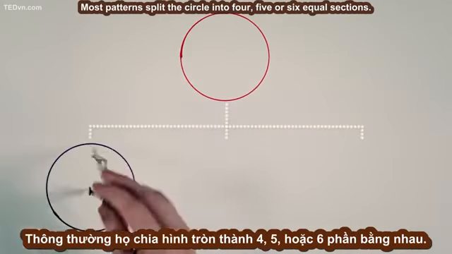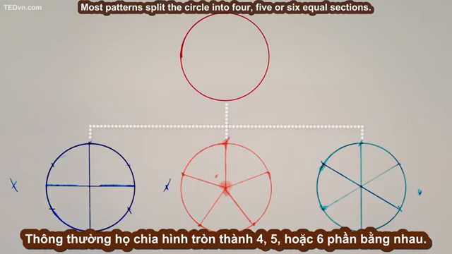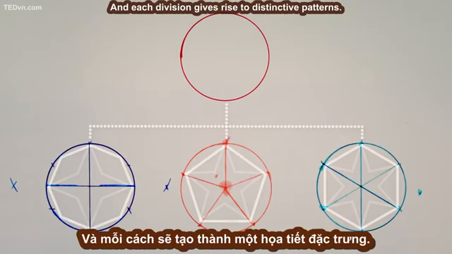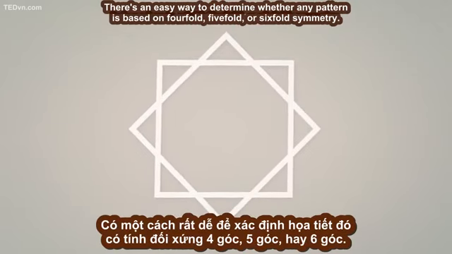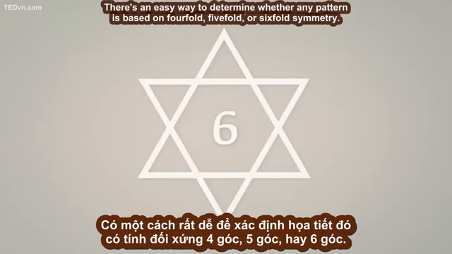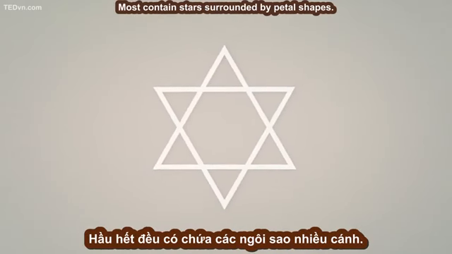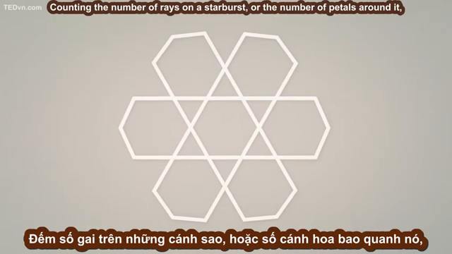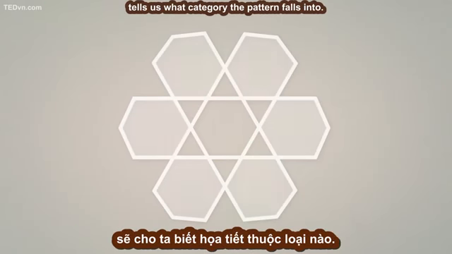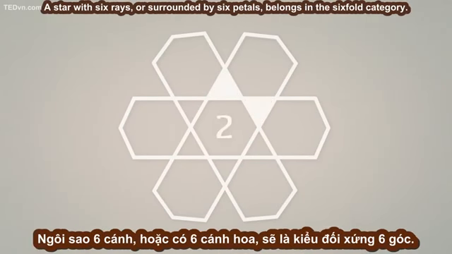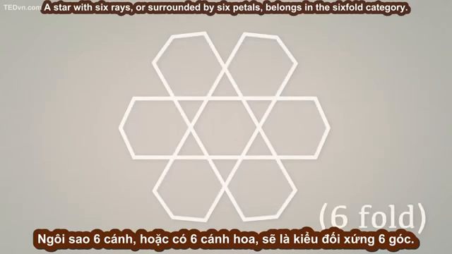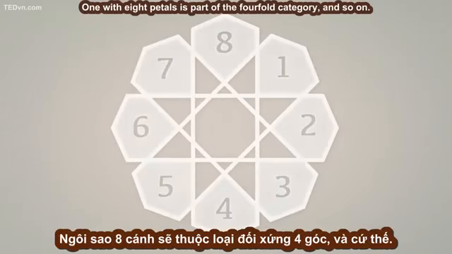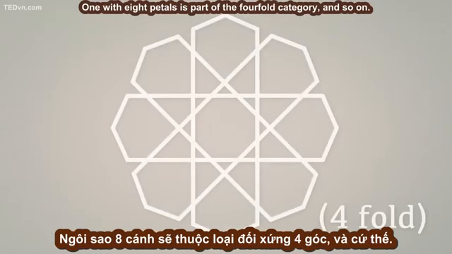Most patterns split the circle into 4, 5, or 6 equal sections, and each division gives rise to distinctive patterns. There's an easy way to determine whether any pattern is based on 4-fold, 5-fold, or 6-fold symmetry. Most contain stars surrounded by petal shapes. Counting the number of rays on a starburst, or the number of petals around it, tells us what category the pattern falls into. A star with 6 rays, or surrounded by 6 petals, belongs in the 6-fold category. One with 8 petals is part of the 4-fold category, and so on.